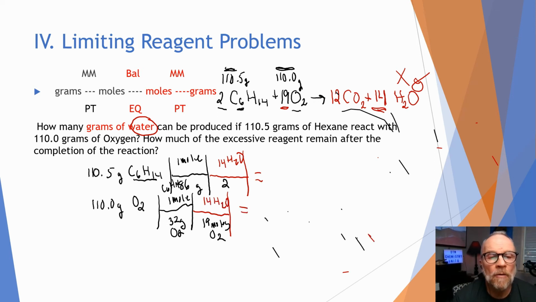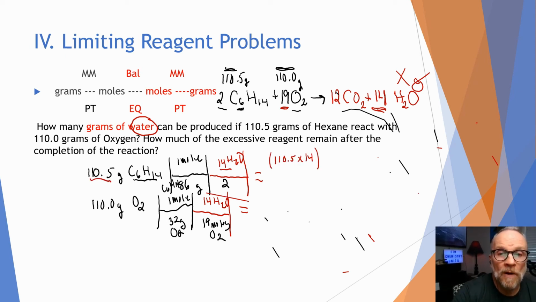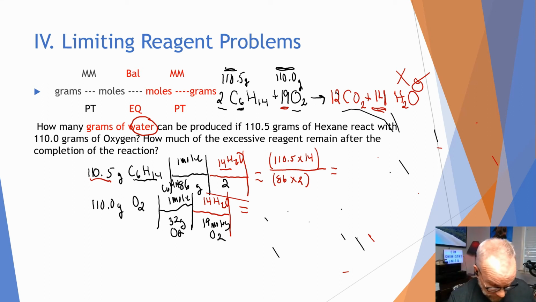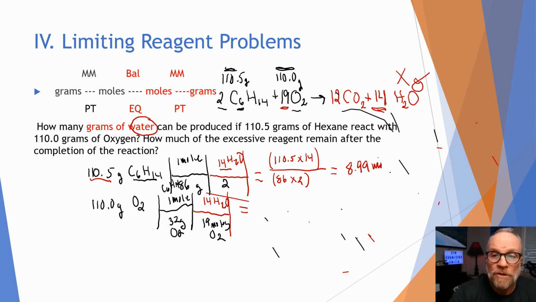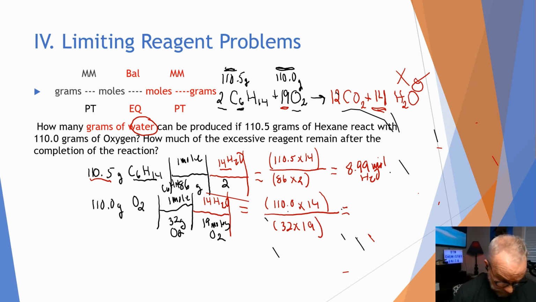Okay, so now we're going to work these just like any other stoichiometric problem that you go from grams to moles. We'll multiply 110.5 times 14, and divide that by 86 times 2. And here we get 8.99 moles of water. And here on the bottom it's 110 times 14 all over 32 times 19. We can already tell that that's going to be a smaller amount. And there we get 2.53 moles.